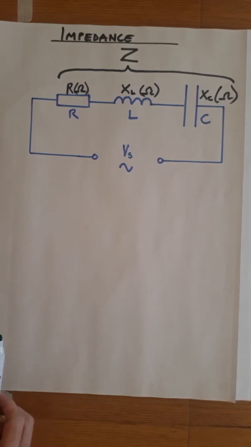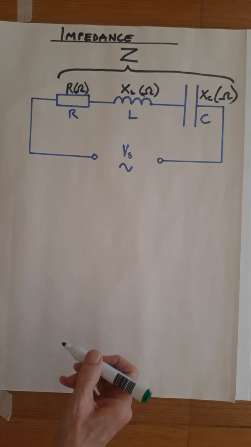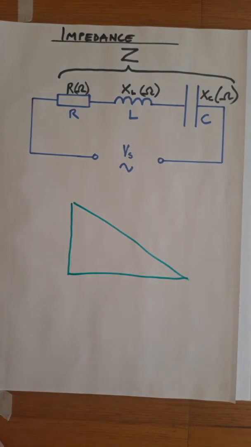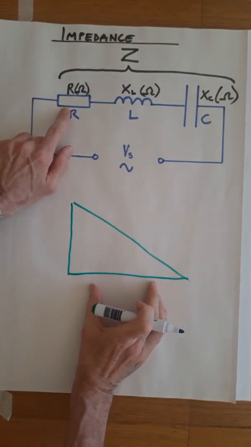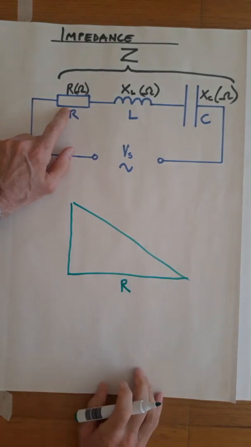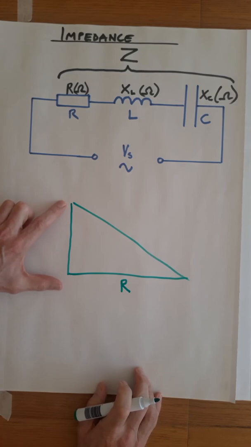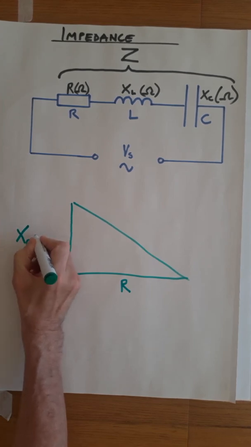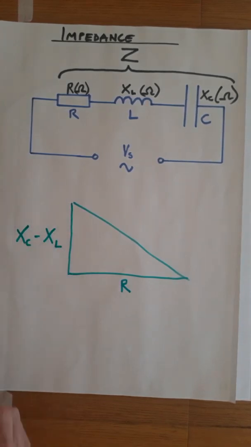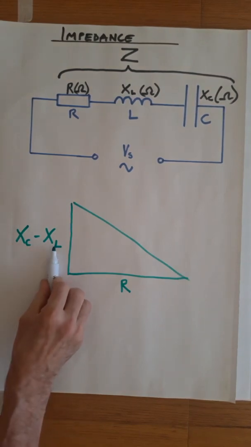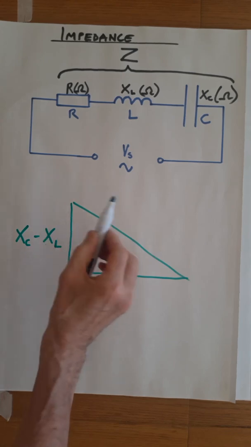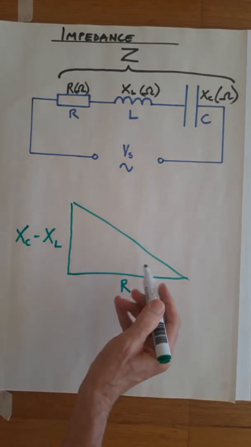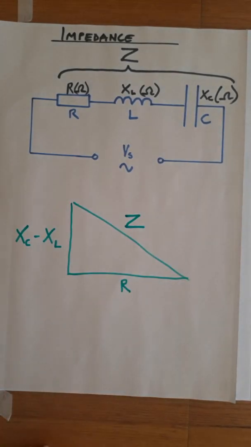So let's try and look at the impedance triangle. It's going to take this basic shape. Horizontally, always the resistor. What goes up the side? Well, it's reactance, but we've got two reactances, so it's quite simple. Just subtract one from the other. I've written XC minus XL. It doesn't matter. Just take whichever one is biggest and take the smaller one away. So I could have written XL minus XC. Then the answer to all of this is impedance Z.